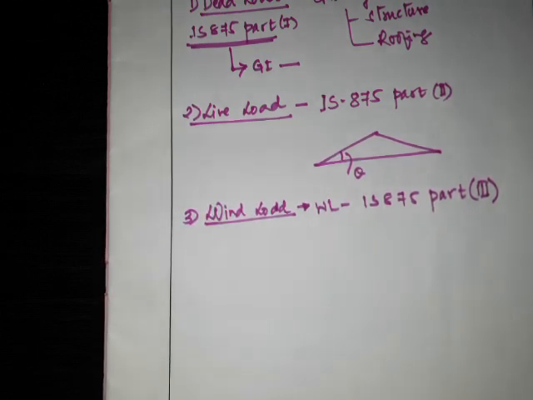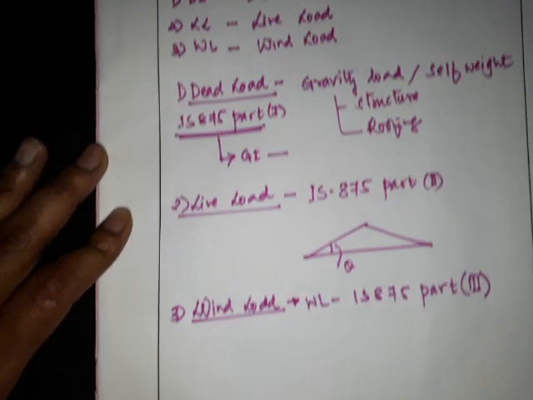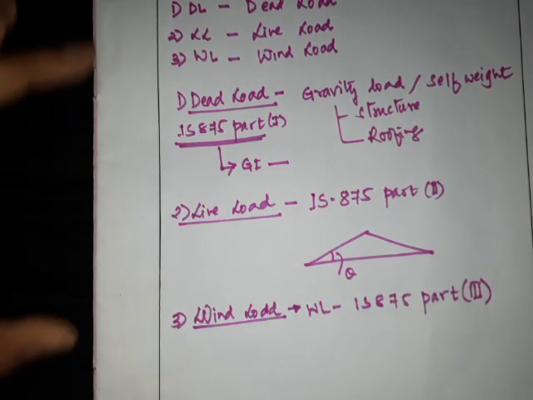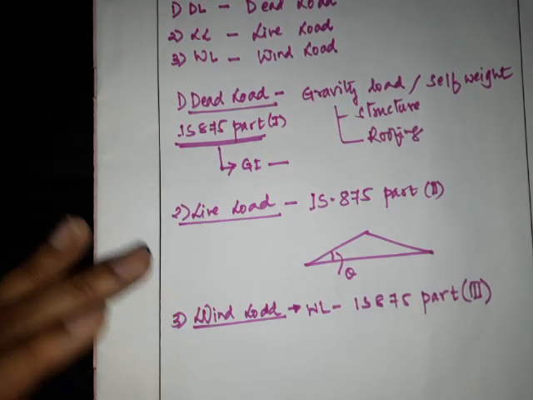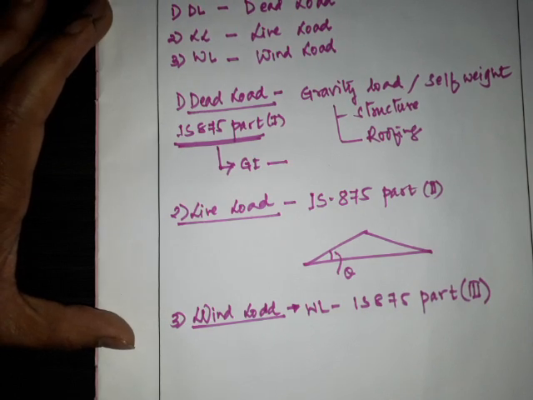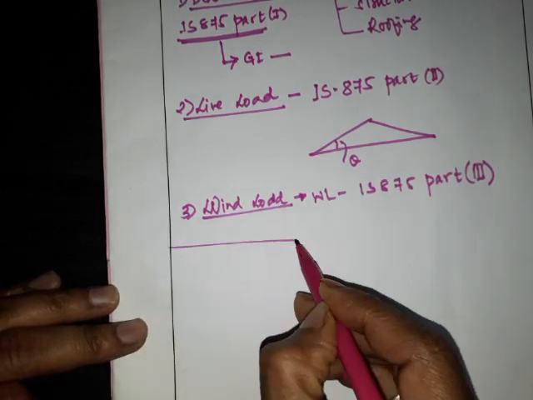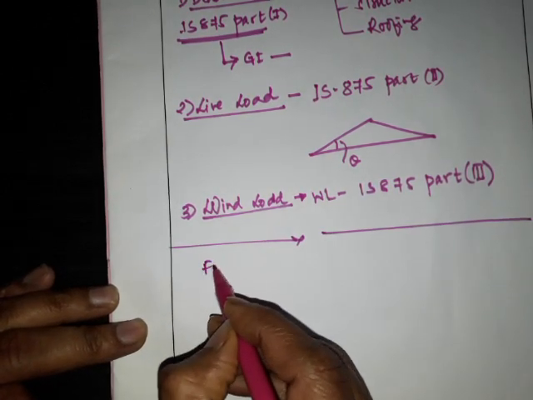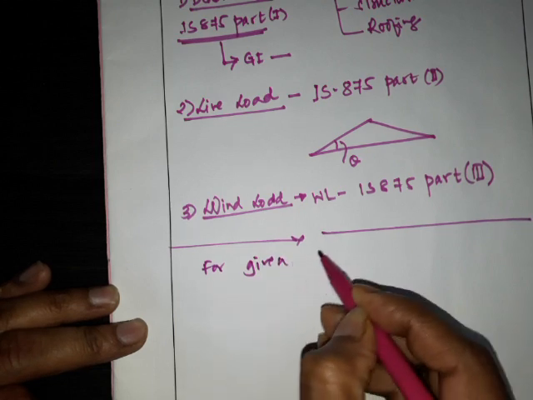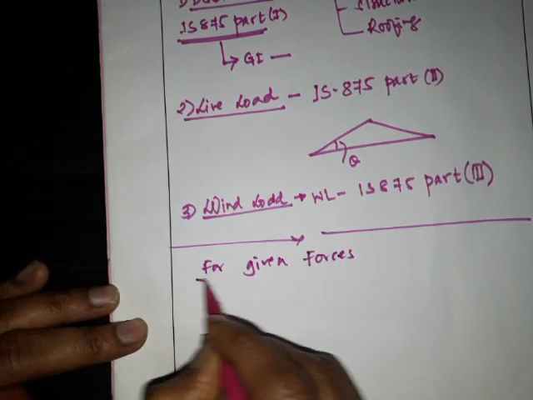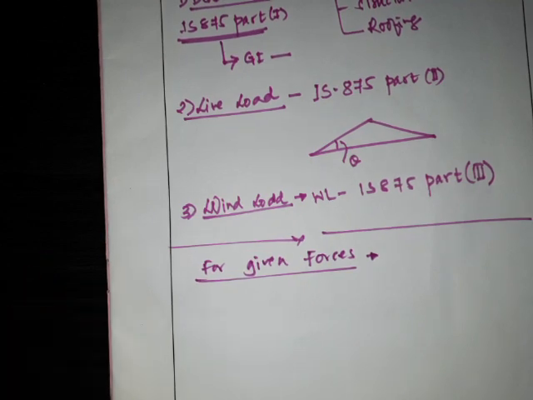But according to your syllabus, you are not going to do the load calculation. The load calculation will be done, and it will be the final load acting in the member. It may be tension or compression, or maybe both. The load will be given. So that is very important: you have to design a truss for given forces, which means the load calculation will already be done.